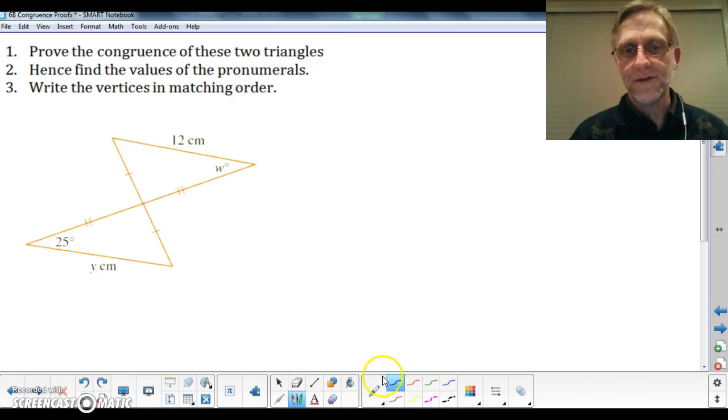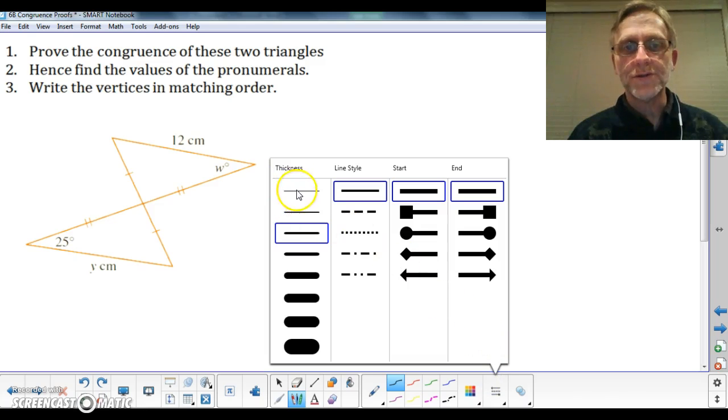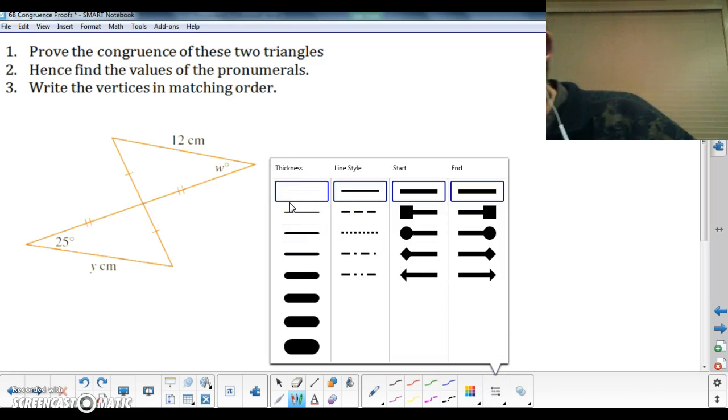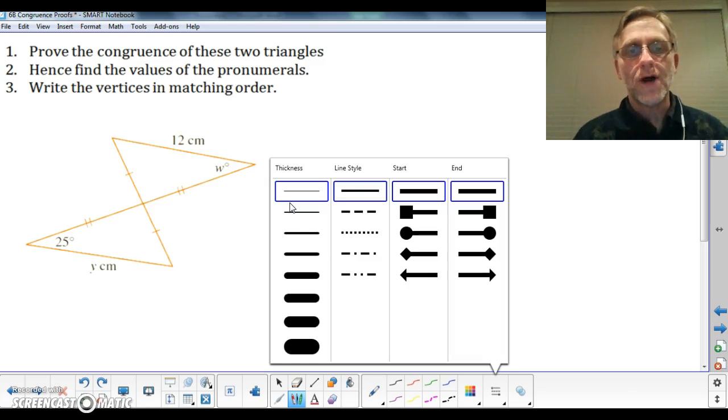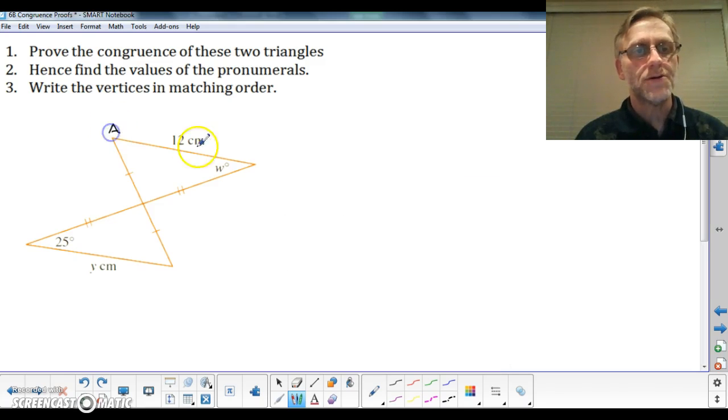Hi guys, so this is a more complicated example. I'm going to use it to show what your textbook is talking about in question 5, where it asks you to write out the vertices in matching order. So I've added number 3 here, write the vertices in matching order. It's a little bit more complicated, and we're going to do that last step so that you know about that for question 5. Prove the congruence of these two triangles.